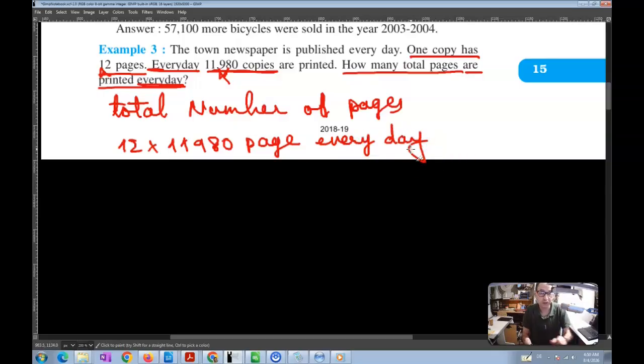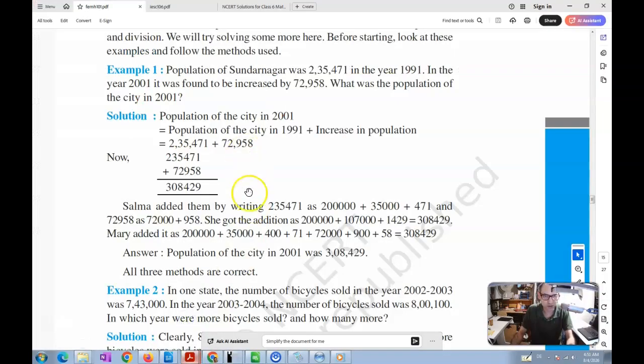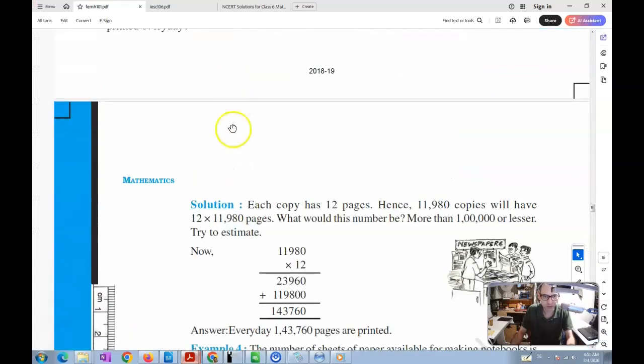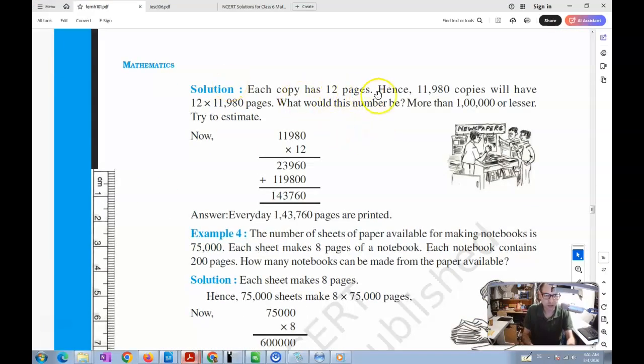Okay, so now if you can read the question, and if you can understand it, and if you can solve the problem this way, this solution is more than enough, and I suppose the book has solved the problem in the exact same way. Let's see what they've done. They said that each copy has 12 pages, and 11,980 copies will have 12 times so many pages. So what would this number be? More than 100,000 or less?